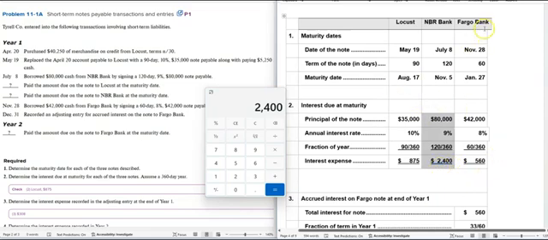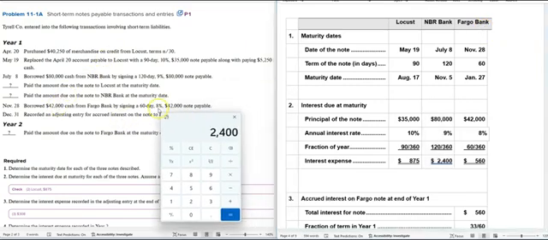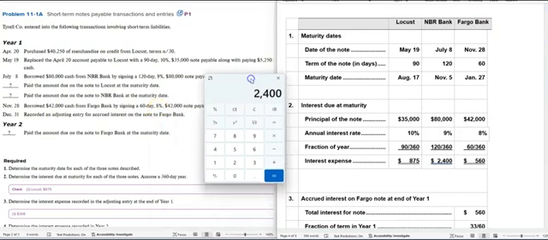Fargo Bank, $42,000 note payable, 8% interest for 60 days. 42,000 times 8% times 60 divided by 360. Let me see if I did my math right here. 42,000 times 8% times 60 divided by 360. Interest owed on that note, $560. Okay.